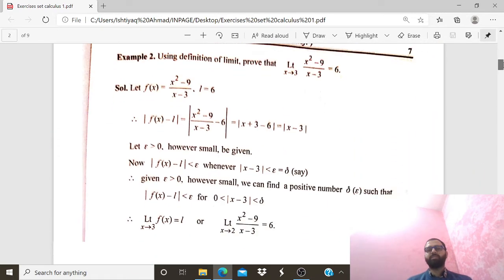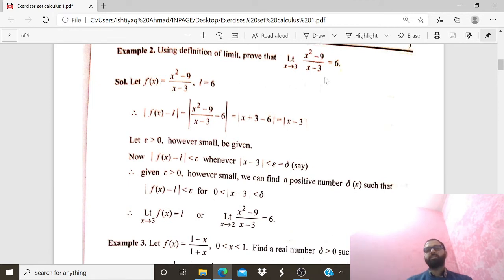Now a similar sort of example is here also. Here the function is slightly different. It is x squared minus 9 by x minus 3, and we have to prove that the limit is equal to 6. We will proceed in the same manner, finding mod of f(x) minus L, and when we find that, we get mod of x minus 3. So mod of f(x) minus L should be less than epsilon, but mod of f(x) minus L is equal to mod of x minus 3, so that must be less than epsilon. Actually we are looking at mod of x minus a less than delta, so you can choose this epsilon to be delta.